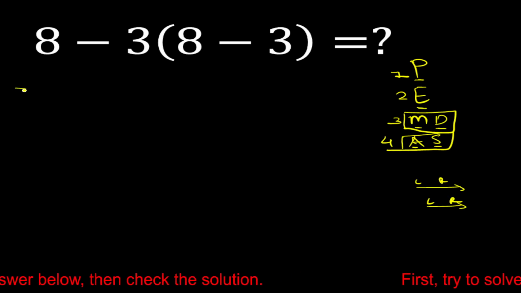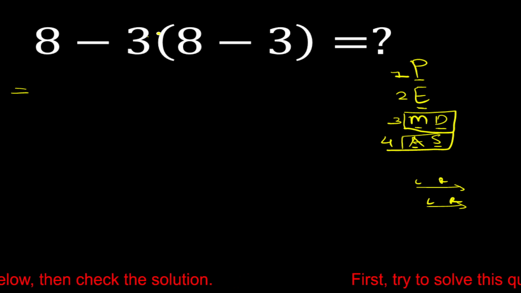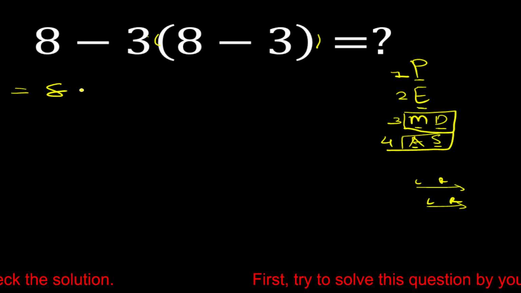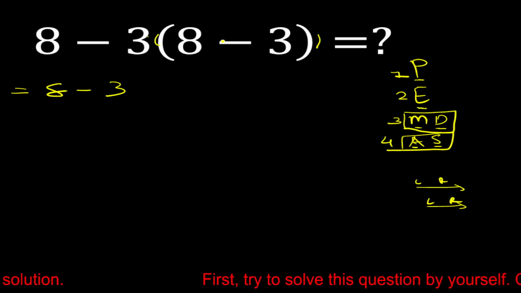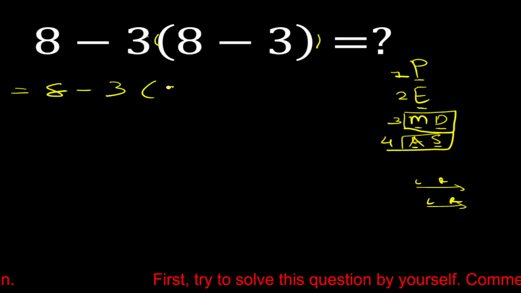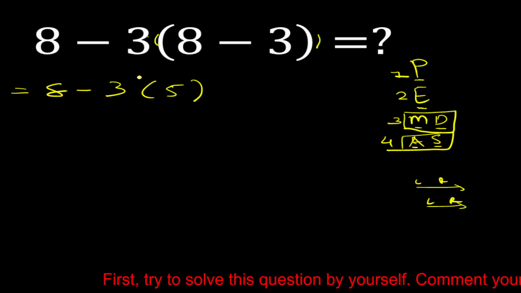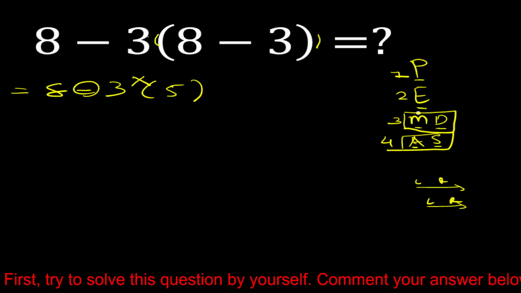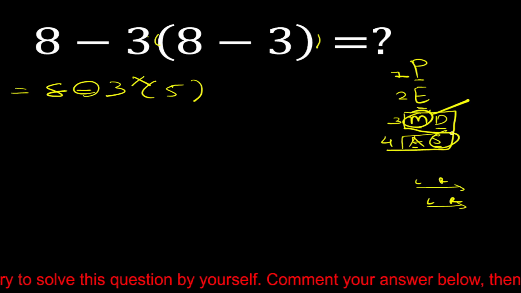Okay, so first priority is parenthesis, so first we have to solve this parenthesis. Okay, so 8 minus 3. Now solve this parenthesis. 8 minus 3 is equal to 5. Okay, so here is a multiplication and here is subtraction. First priority is multiplication, then we have to solve subtraction.